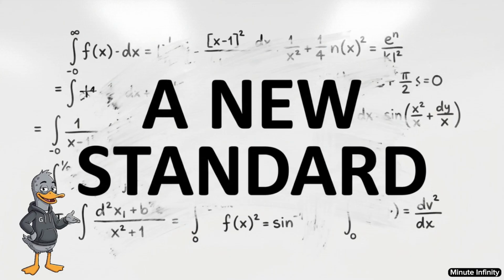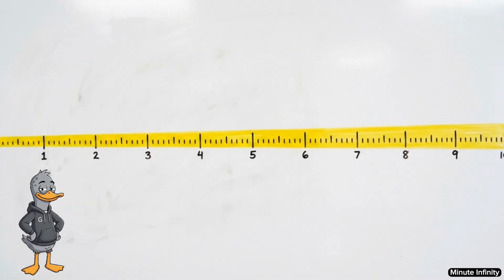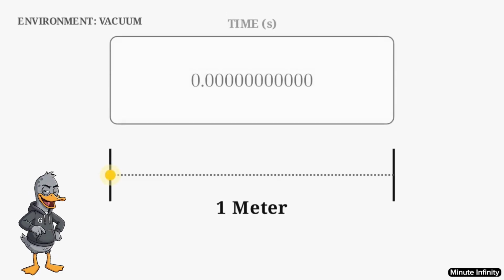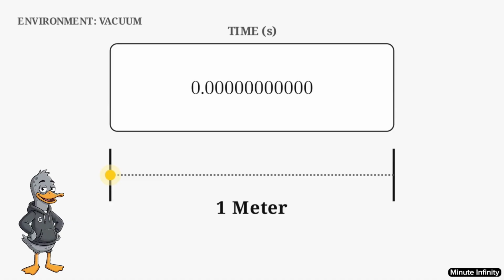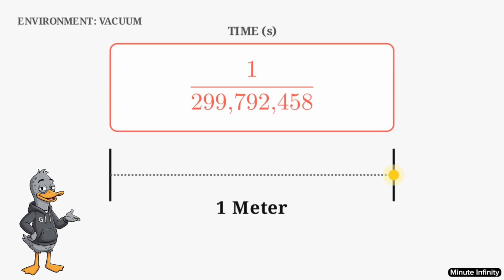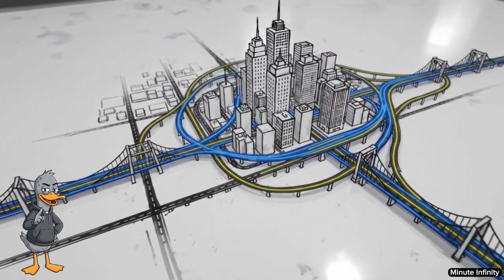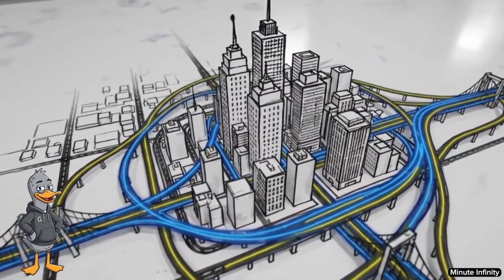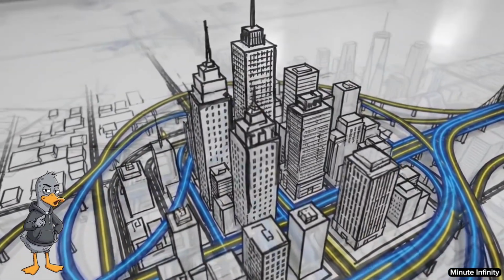In 1983, scientists decided to stop relying on objects that change and tied the definition of a meter to the one thing that never does: the speed of light. Today, a meter is defined as the distance light travels through a vacuum in a tiny, exact fraction of a second. Specifically, 1 over 299,792,458.